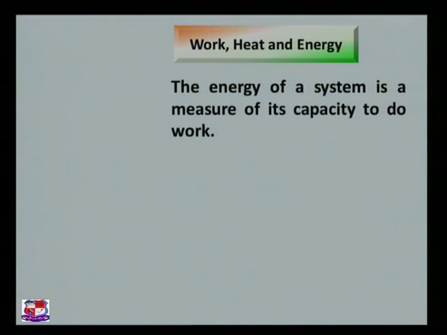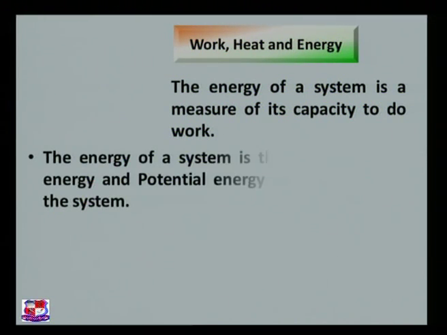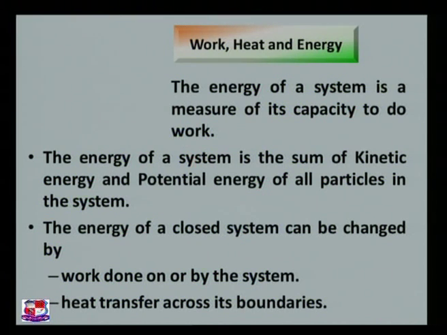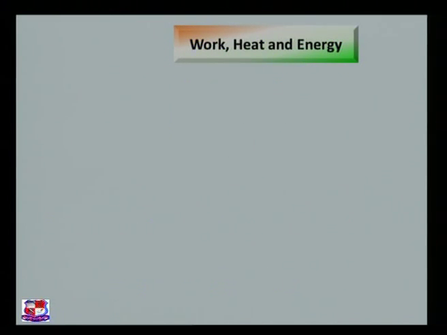The energy of a system is a measure of its capacity to do work. This could be the definition of energy, and the energy of a system is the sum of kinetic energy and potential energy of all particles in the system. The energy of a closed system can be changed by two aspects: work done on or by the system and heat transfer across its boundaries. So with this the energy can be transferred or changed.